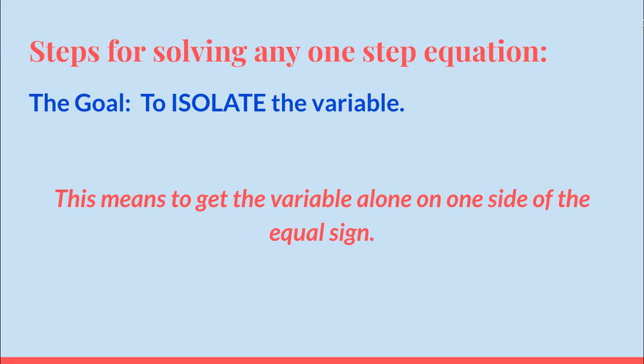Remember that your variable is your letter. So for example, if your equation was x plus 3 equals 5, x is the variable. We want to get x all by itself. We're trying to find out, what does x equal?